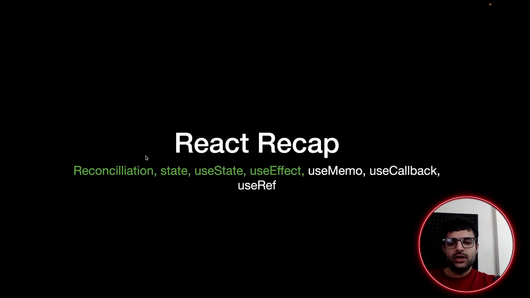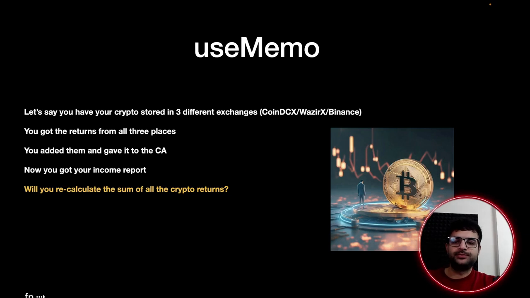All right, guys, we're done with reconciliation, state, and use effect. Let's get into the use memo hook. Let's say you have all your crypto in 3 different exchanges. You are a rich person. You keep crypto in CoinDCX, WazirX, and Binance.